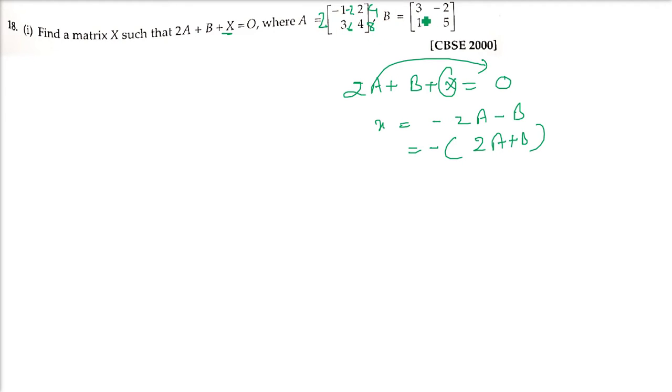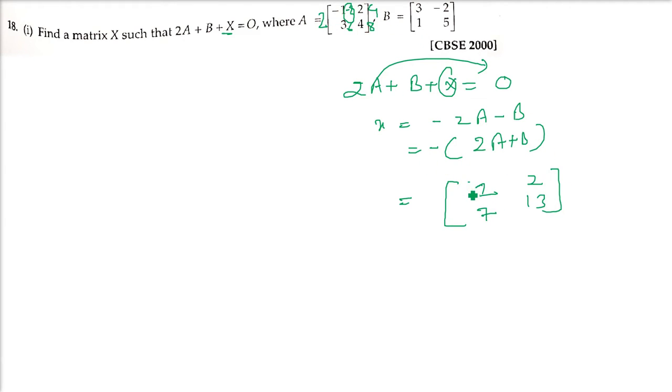Then add it with B. So I'm directly doing it. All this green you saw, after multiplication, we'll add it with B. So minus 2 plus 3, it will be 1. 3 and minus 2 we are adding, it will be 1. 4 and minus 2, that is going to be 2. Then the second row, 6 plus 1 is 7, 8 plus 5 is 13.